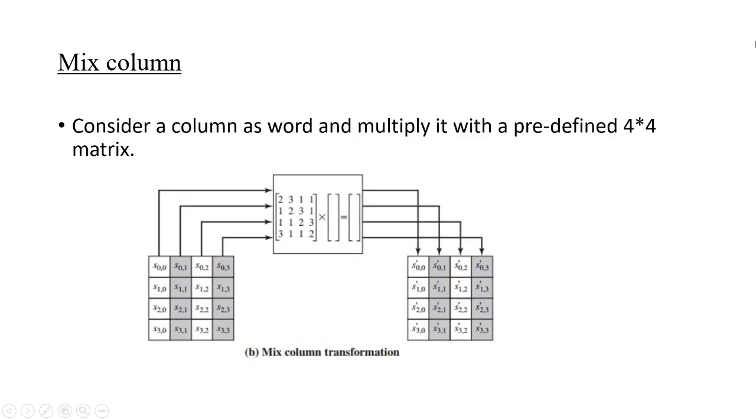Next transformation is mix columns. Here, a column is considered as a word, and this word is multiplied with a predefined 4 by 4 matrix. It is a predefined 4 by 4 matrix, and the word is a 4 by 1 matrix. So it is multiplied and the output is obtained. This output is again stored in a static array in the same order as it is taken, that is, column by column. This is mix columns.